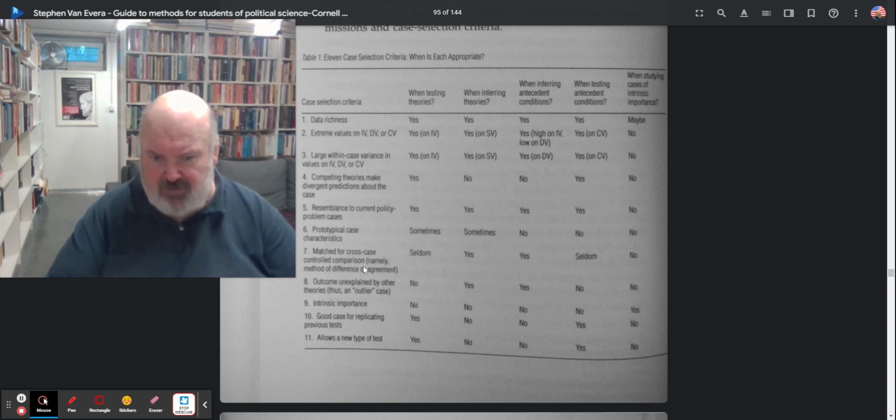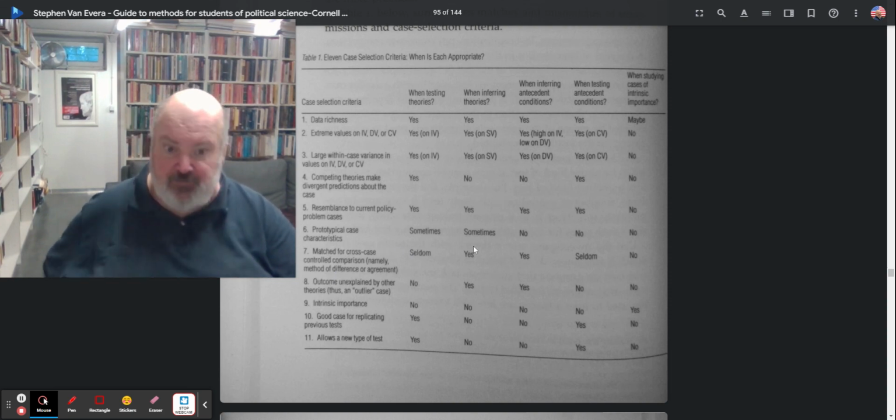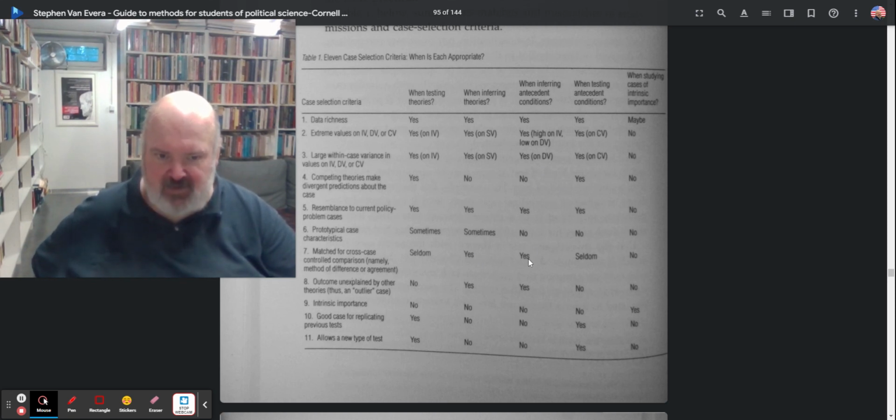Seven, match cross-case controlled comparisons, namely the method of difference or agreement. Testing theories, seldom. You can do it, but it's seldom there. Remember that if you do it, agreement is the weakest. The method of difference is stronger than agreement, but still weak. That's why seldom. It's useful for creating theories, for inferring theories, so it's okay for inferring theories or antecedent conditions, right? But it is seldom useful for testing.